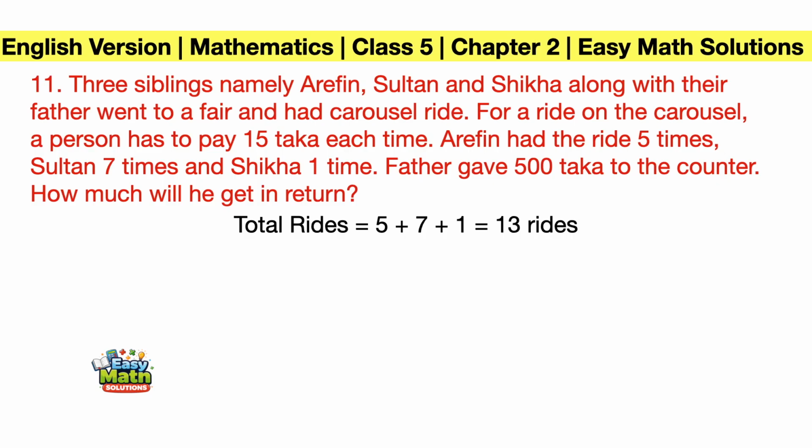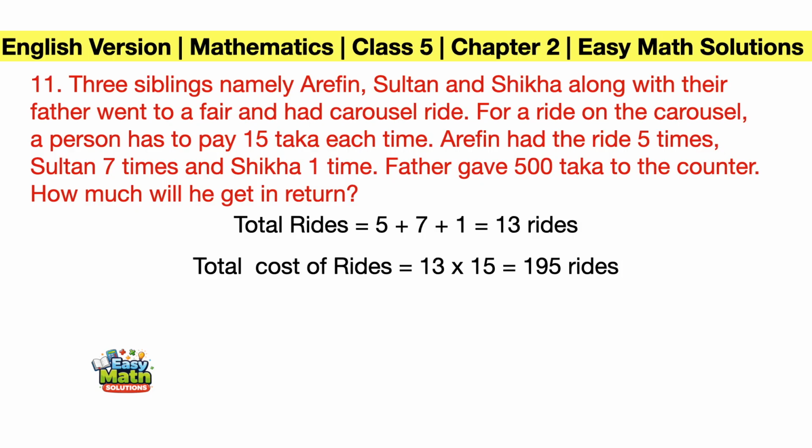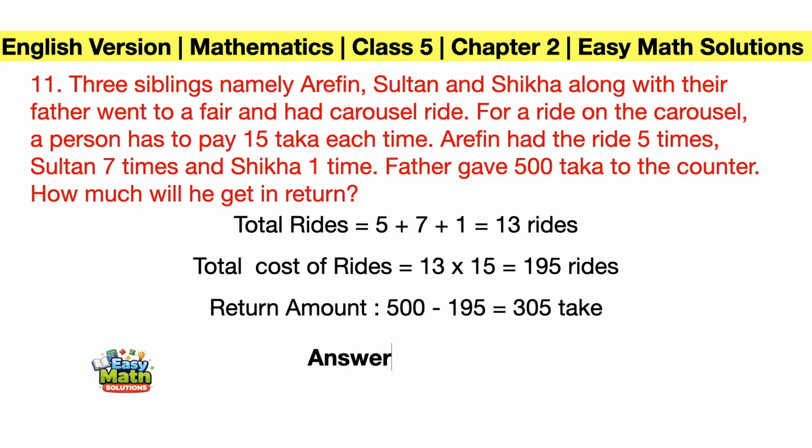The total rides they received: 5, 7 and 1 equal to 13 rides. And per ride costing is 15. Then 13 into 15 is 195 taka. Then the return amount will be 500 minus 195 taka equal to 305 taka. Answer: 305 taka.